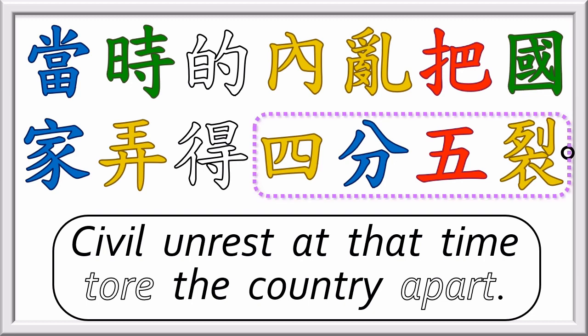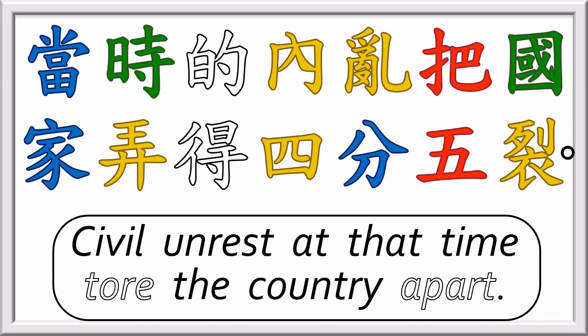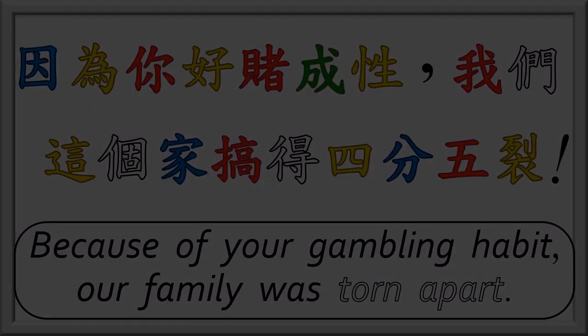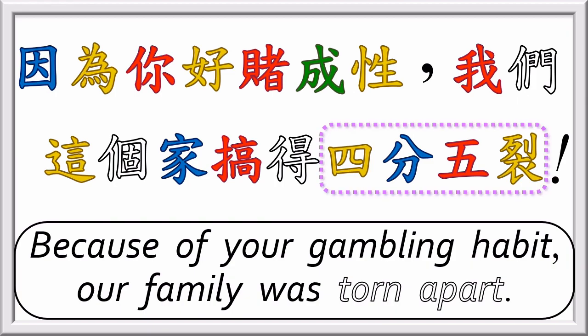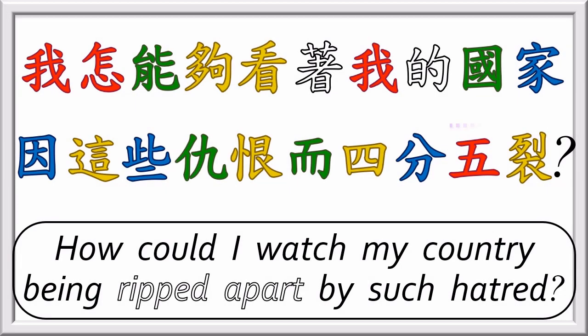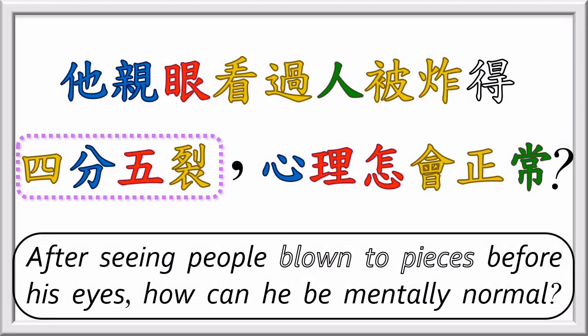An idiom to say tear apart or completely disintegrate is 四分五裂。当时的内乱把国家弄得四分五裂。Civil unrest at that time tore the country apart. 因为你好赌成性，我们这个家搞得四分五裂。Because of your gambling habit, our family was torn apart. 我怎能够看着我的国家因这些仇恨而四分五裂？ How could I watch my country being ripped apart by such hatred? 他亲眼看过人被炸得四分五裂，心里怎会正常？ After seeing people blown to pieces before his eyes, how can he be mentally normal?